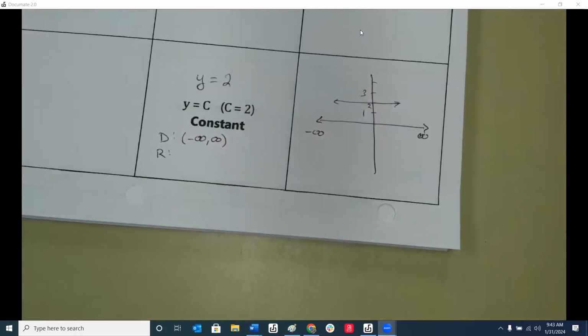Here you go. Do you have this chart from last time? That's what we're working on. We just started it.